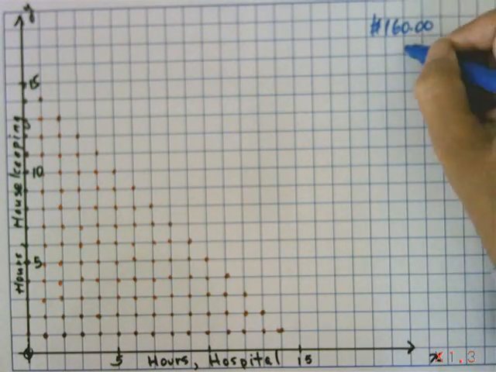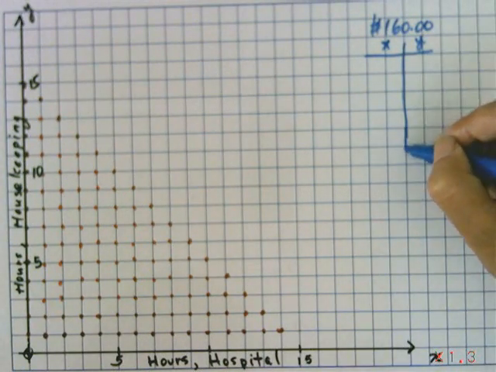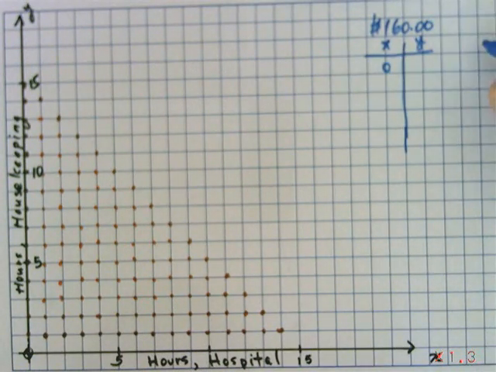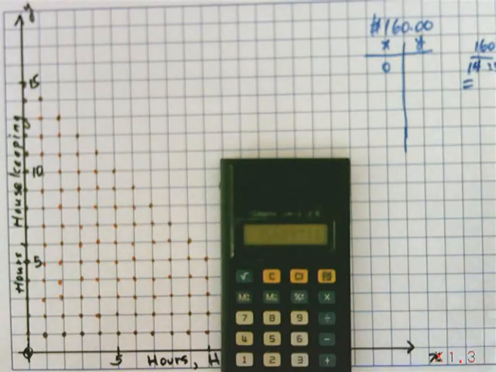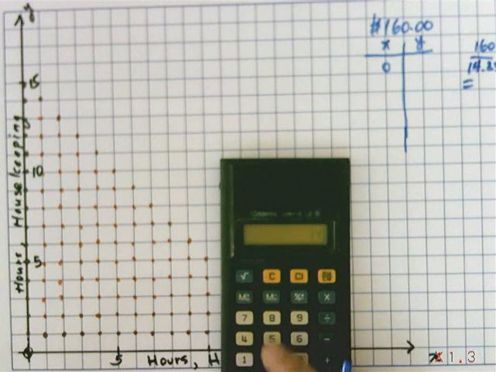I'm starting a table of values now. At the top I have $160, which is her goal and the minimum that she would like to make. I have the x-coordinate as the hospital hours, and the y-coordinate represents the hours that she works at housekeeping. So I'm going to start with 0 hours at the hospital.